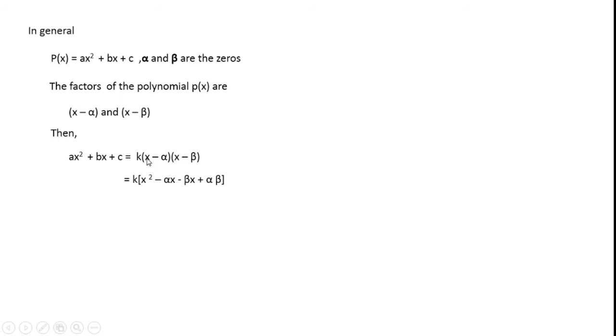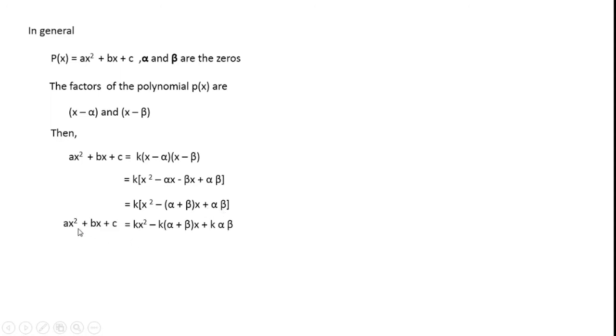How to expand? First multiply x into x. So x square, minus alpha into x, minus alpha x. Now x into minus beta, minus beta x, plus minus alpha into minus beta is alpha beta. Minus into minus is plus. So here it is plus. By rearranging, we will get k into x square minus alpha plus beta x plus alpha beta.